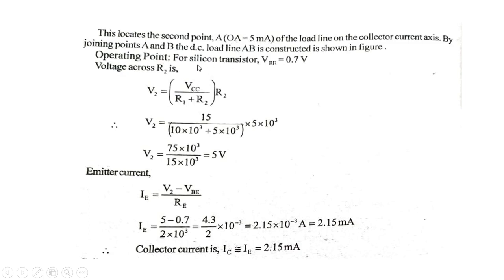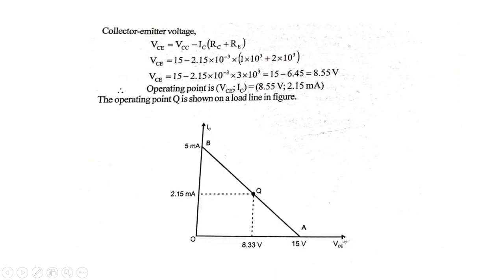Now operating point for silicon transistor VB equal to 0.7 volt. Voltage across R2 is given by V2 equal to 15 into 10 raised to 3 upon 15 into 10 raised to 3 equal to 5 volt. So emitter current IE equal to V2 minus VB upon RE. So IE equal to 2.15 milliampere. Therefore collector current is IC approximately IE equal to 2.15 milliampere.